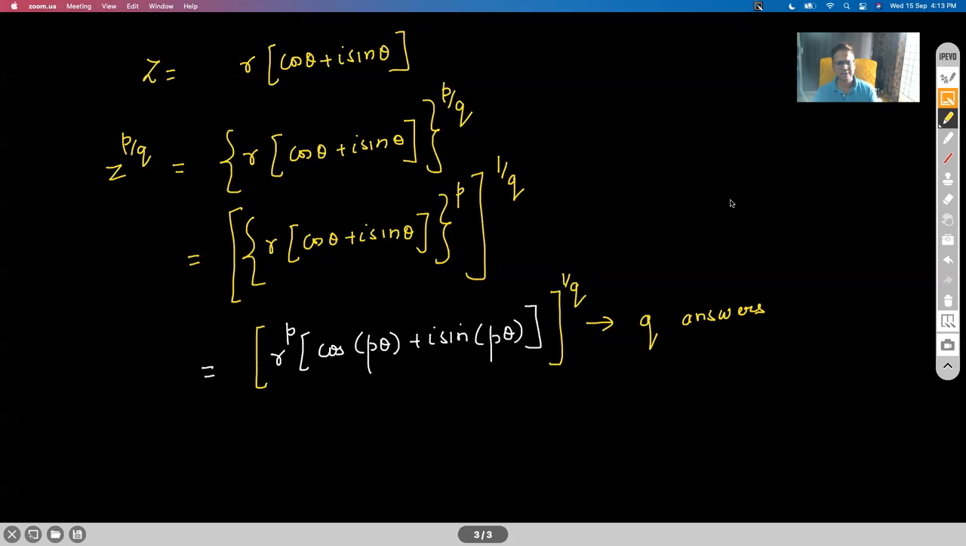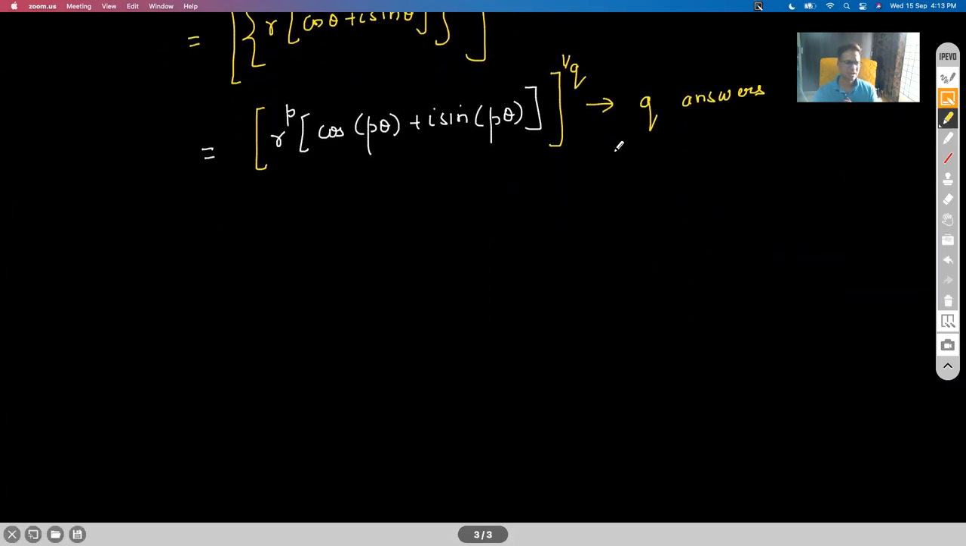For that, De Moivre gave a very interesting mechanism. He said that raise this R to the power of 1 by Q. Of course, when you're doing it, keep it as real. So this term will be completely real. So whatever is the real answer that comes out from it, that answer you have to keep over here, because ultimately this is going to play the role of the modulus. Modulus is a real quantity because it signifies the distance of that complex number from the origin, right?